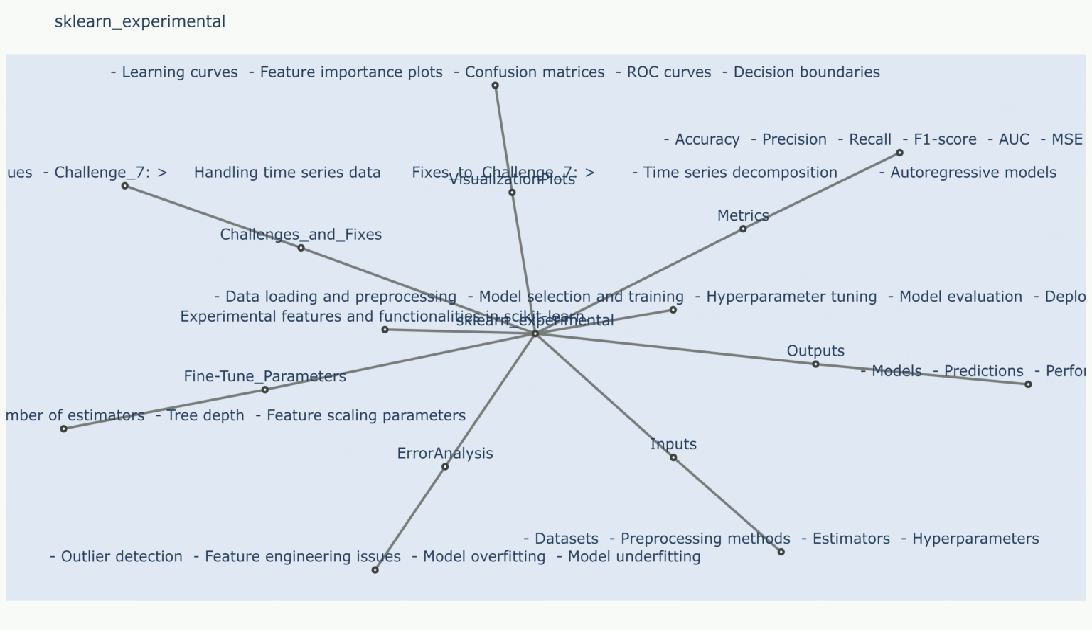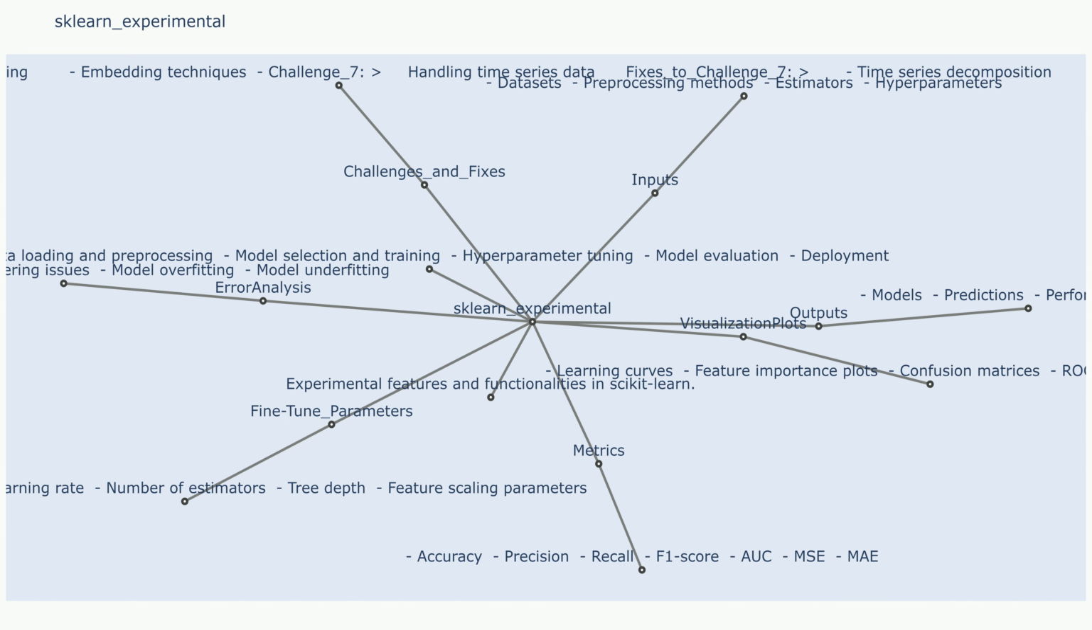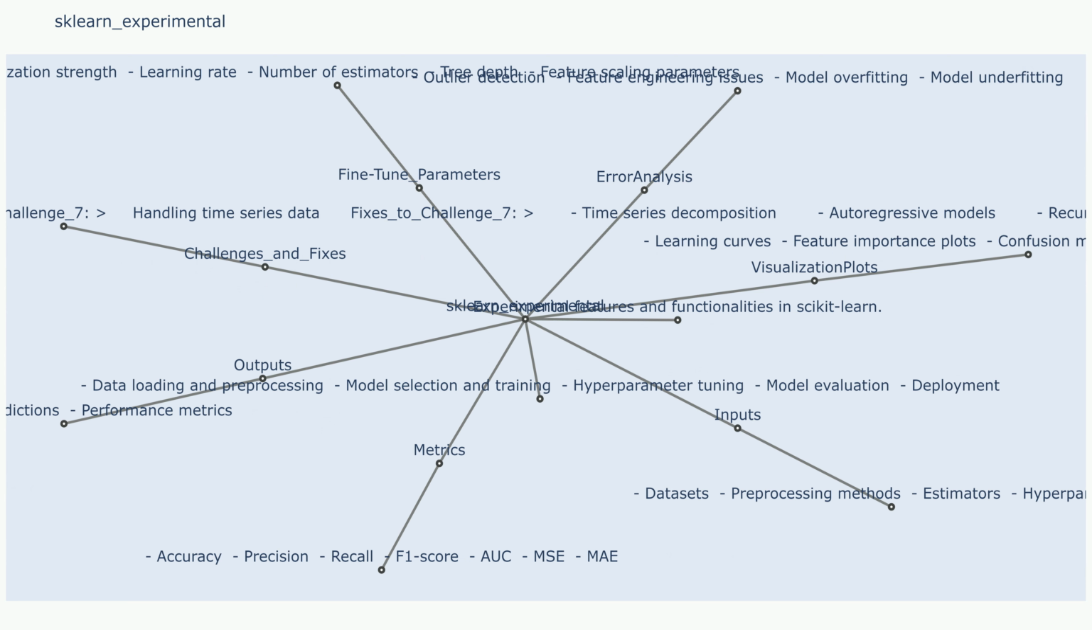Fine-tune parameters. Parameter 1. Explain in detail the parameters that can be fine-tuned for experimental features vary based on the specific feature. For example, in sklearn experimental enable iterative imputer, you can adjust parameters like the imputation method, the number of iterations, and the tolerance. Parameter 2. Explain in detail.